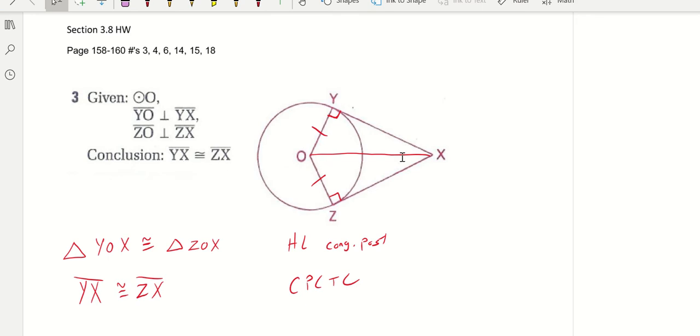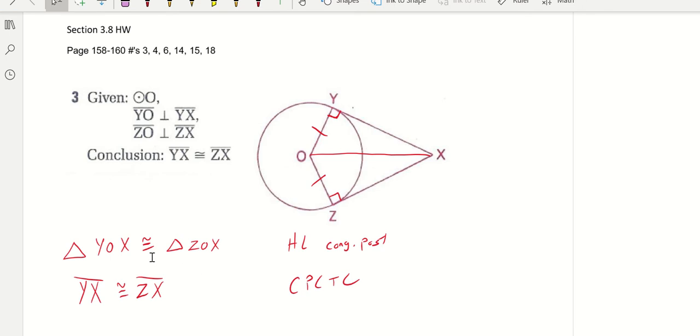So I drew in a construction line here, OX. Notice we have two right triangles then. We have a leg, OY, congruent to a leg, OZ. We have a hypotenuse congruent to a hypotenuse, and OX being congruent to itself. That is the reflexive property.